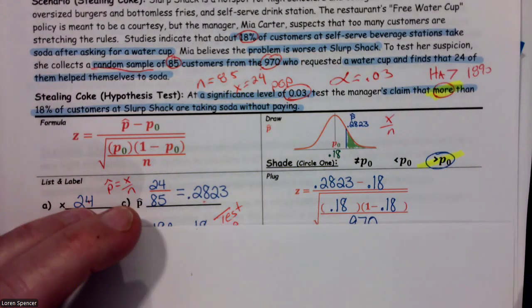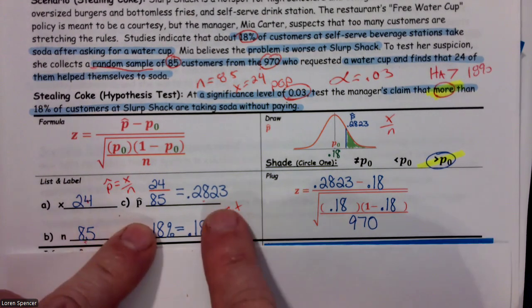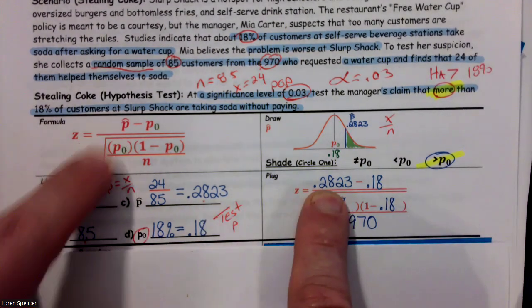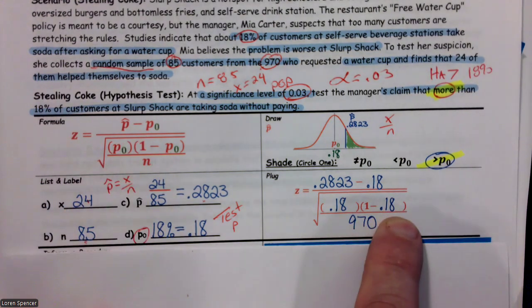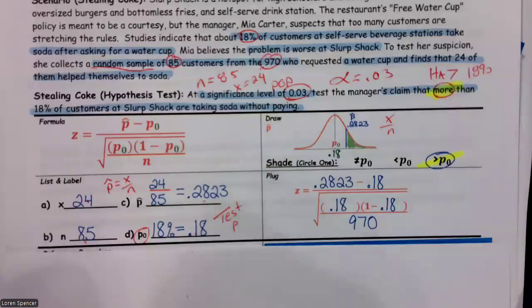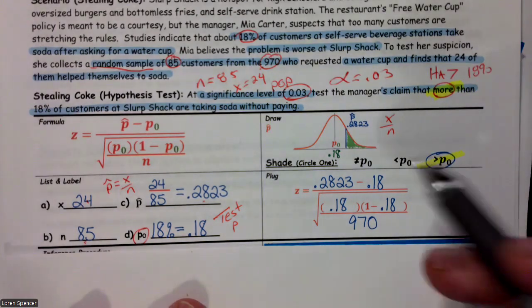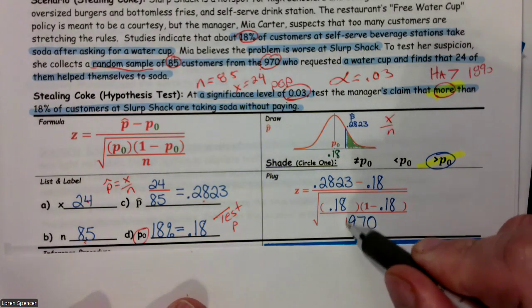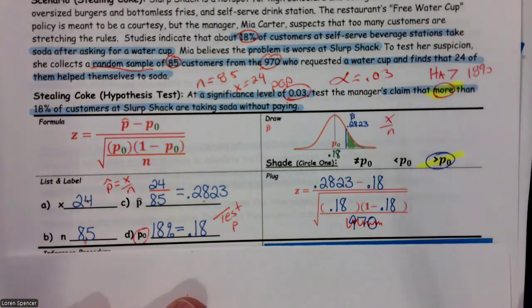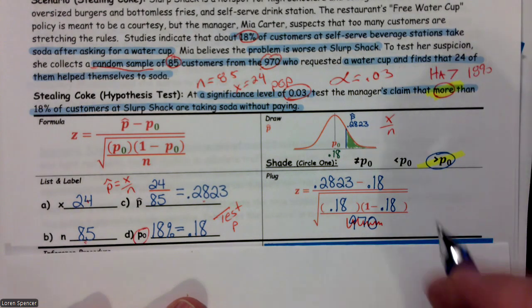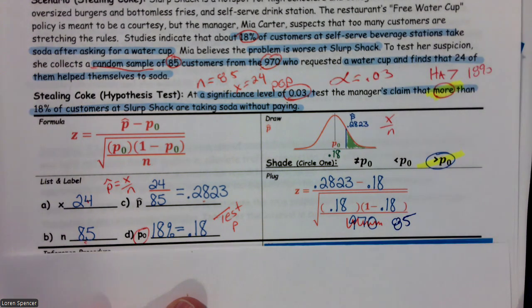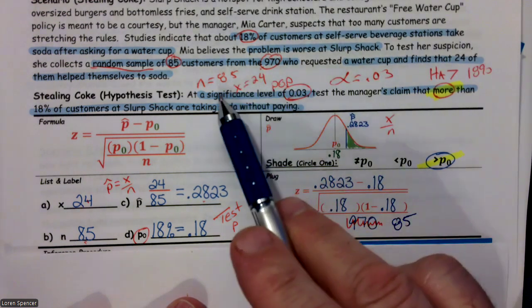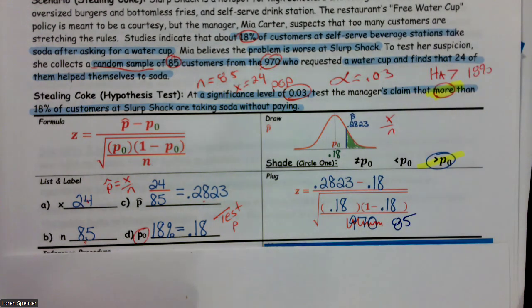All right, so when we go ahead to plug in, our sample proportion was 0.2823, so it went right there, minus the population proportion of 0.18, and then we're plugging in the population proportion, and right here, instead of being 970, this should be 85. All right, so let's change that to an 85. Because 970 was our population, 85 was the number of customers. Continuing on.